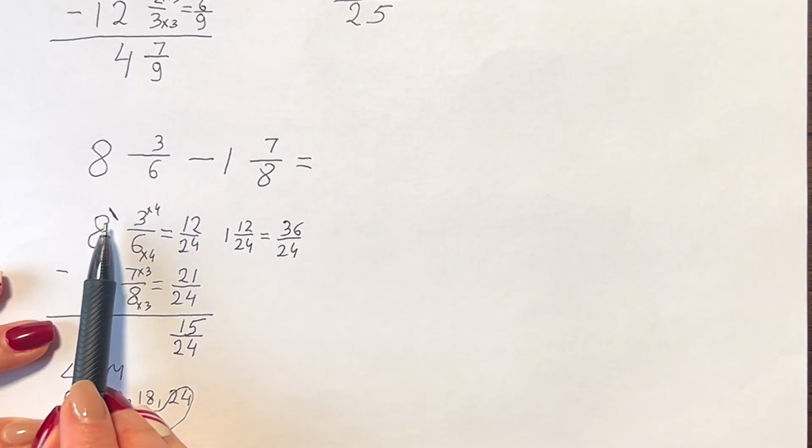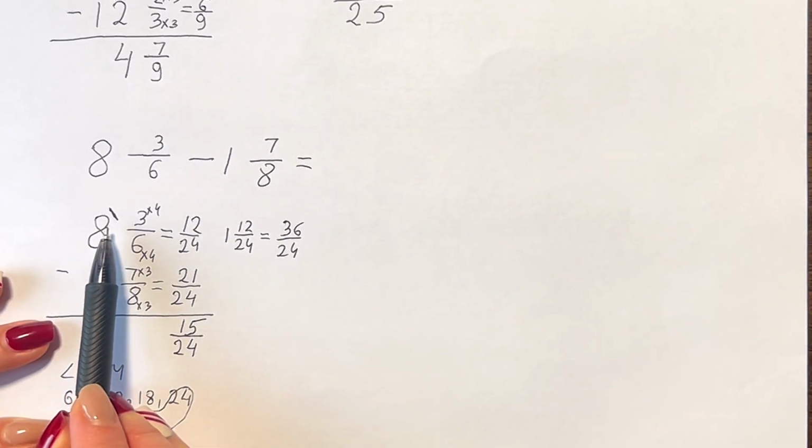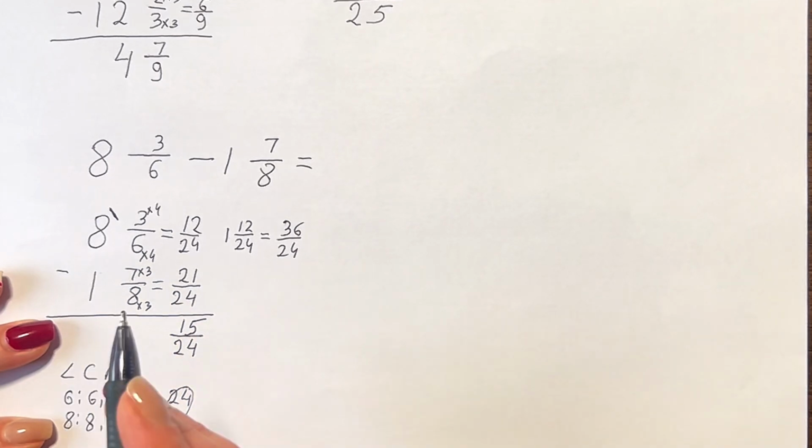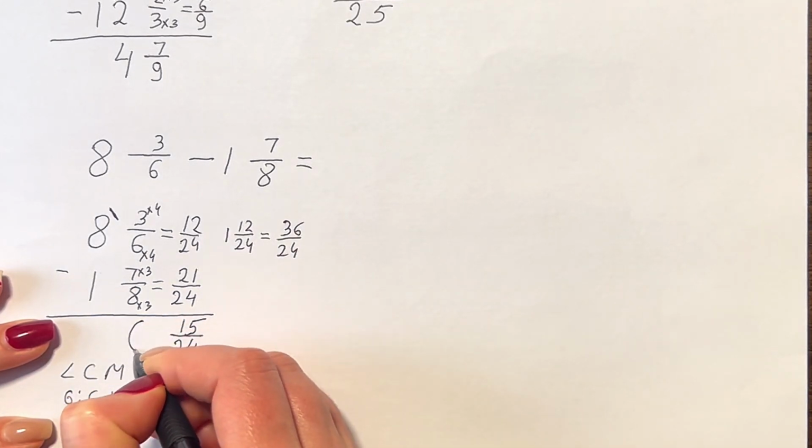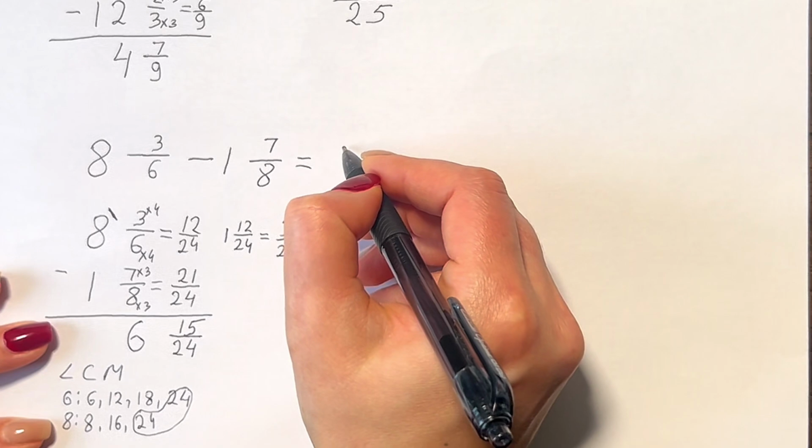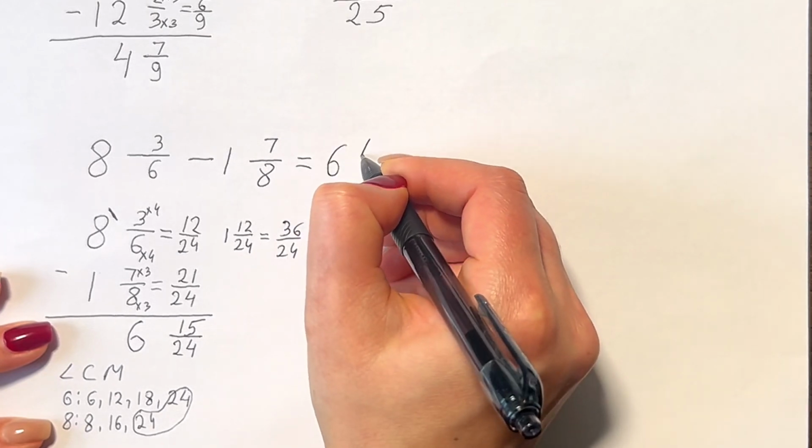And because there is a borrowing sign on the top of the 8, it's 7. 7 minus 1 is 6. So the answer will be 6 and 15 over 24.